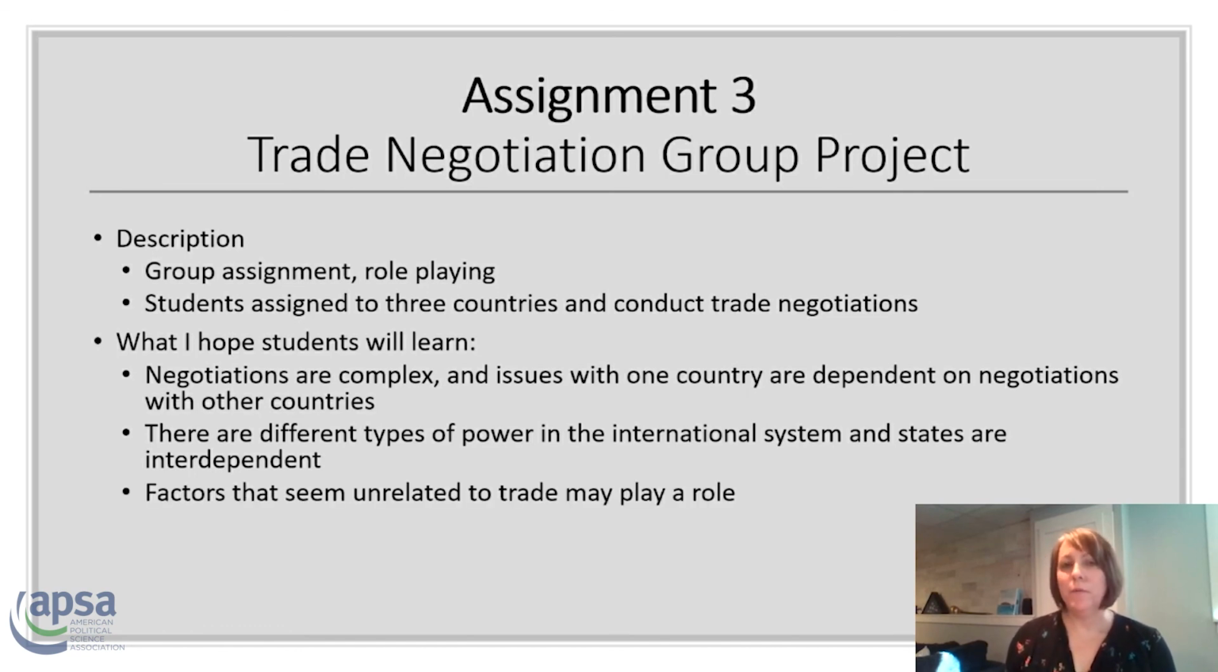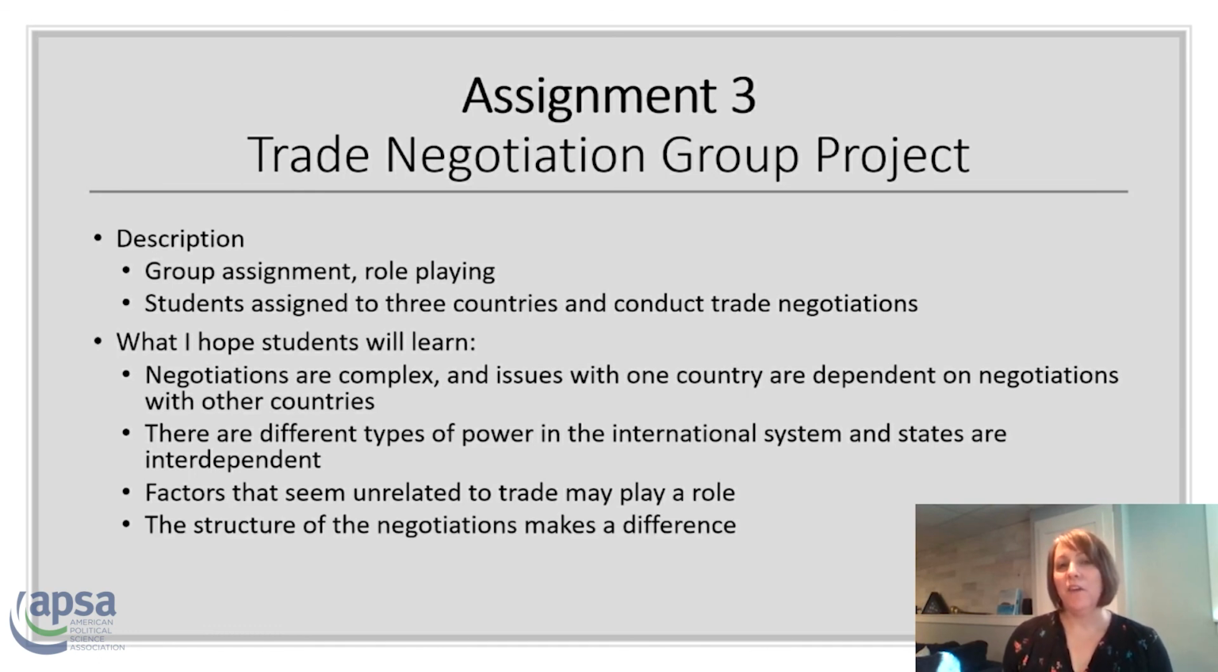I also want them to know that factors unrelated to trade may impact the negotiations. So I give them a little bit of information about the countries' militaries and also about human rights. And those also play a factor in the negotiations. And I want them to know that the structure of negotiations makes a difference.